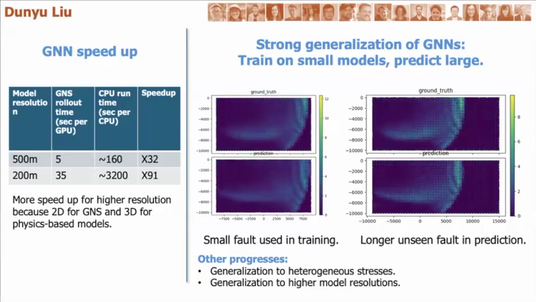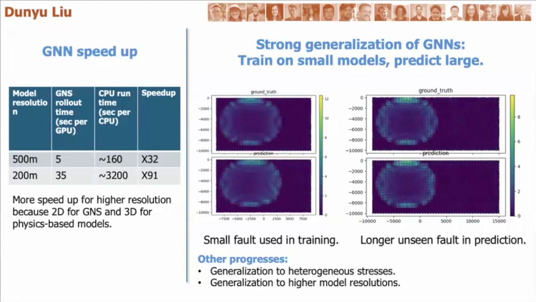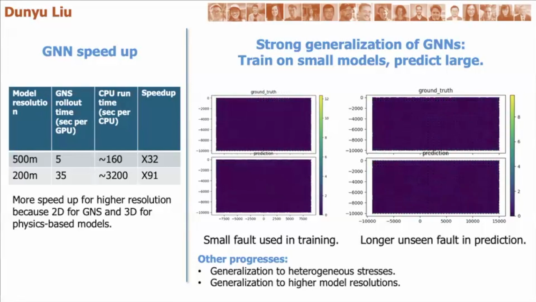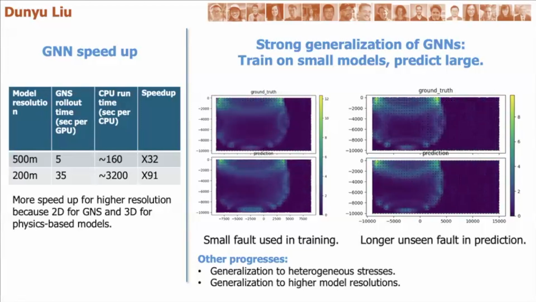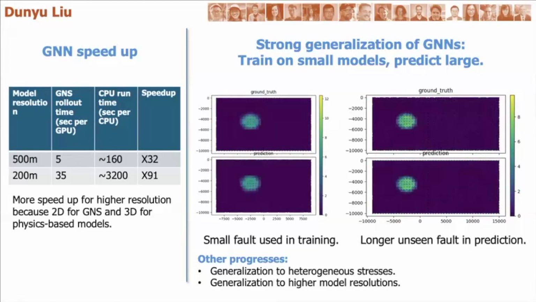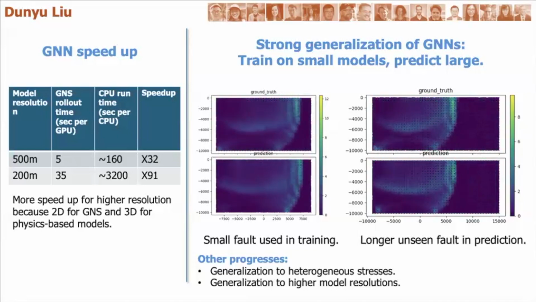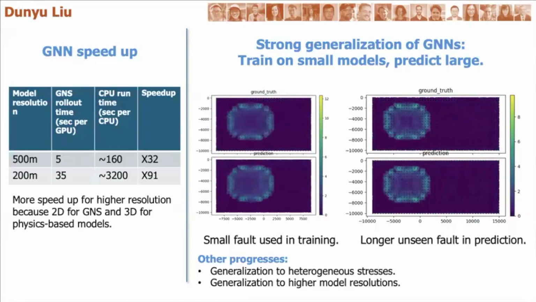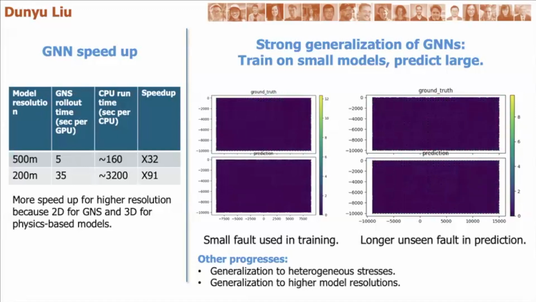And if we have higher resolution, we will have more speed up, because the GNN works on a 2D map, it's a fault map, but the physics-based model needs to solve the 3D volume. And the other feature is the strong generalization feature of a GNN. For example, here we train the network on a really small model, like this is the fault dimension in the training set. But actually, you can see the trained GNN can apply to a larger fault. So basically, you can train on small models and predict really large systems, and that's a really amazing feature.